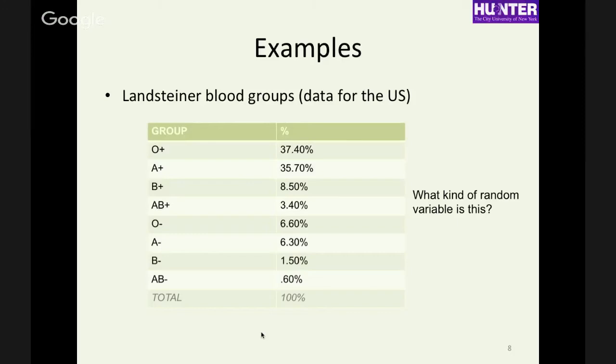So just a few examples here. Blood type, if we're talking about the blood types of everyone in this room, that's a random variable because I don't know what they are, but I could say something about the probabilities based on the probabilities that have been observed in large groups of people. So what kind of random variable is that? It's categorical, of course.